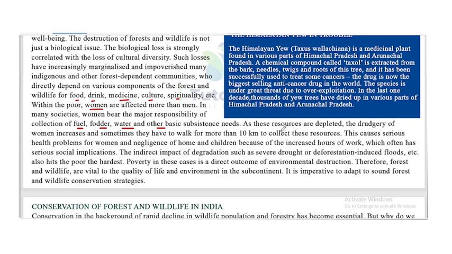This causes serious health problems for women and negligence of home and children because of the increased hours of work, which often has serious social implications. The indirect impact of degradation, such as severe drought or deforestation-induced floods, also hits the poor the hardest. Poverty in these cases is a direct outcome of environmental destruction. Therefore, forest and wildlife are vital to quality of life and environment in the subcontinent. It is imperative to adopt sound forest and wildlife conservation strategies.